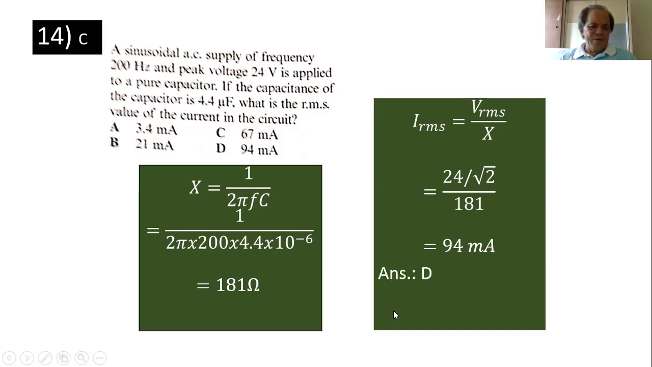No, where did you go wrong again? Cannot afford all these careless mistakes. Where did you go wrong? This one, didn't divide by root 2. Okay, overcome your carelessness.